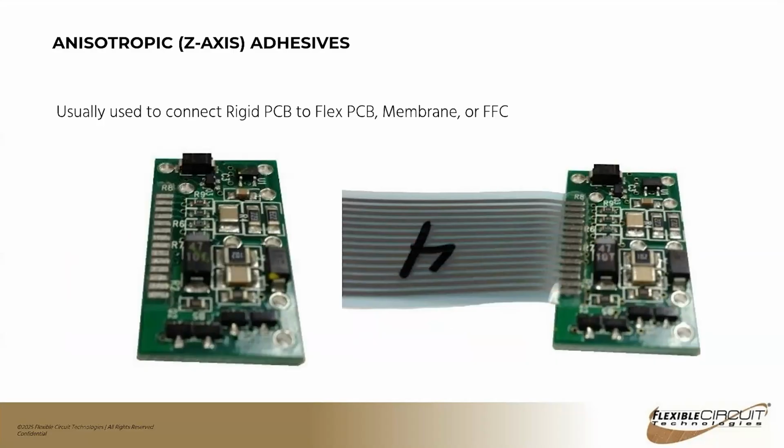And then another common termination is just the use of Z-axis adhesive. So this could be used to make a connection from a flex circuit or a membrane switch or a flat flexible cable to a PCB. And it's just a piece of Z-axis adhesive that gets laminated between the flex circuit and the rigid PCB. And it allows electrical connection in the Z, but not in the X or the Y. So everything is connected, but not shorted together.